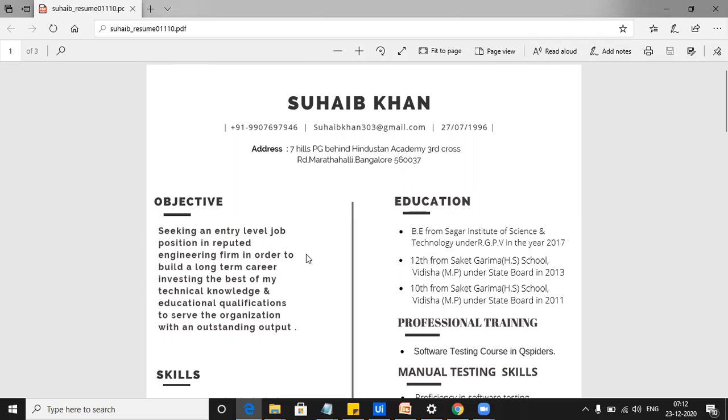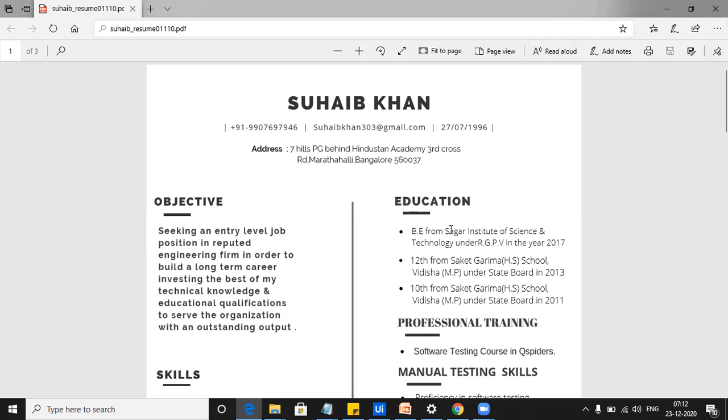Objective is fine. And again, in the objective, it says seeking an entry level job position in a reputed engineering firm in order to build a long term career. So you can say reputed company or organization, okay, because engineering firm doesn't fit when you will be applying to IT companies for software testing. Then comes the educational qualification.